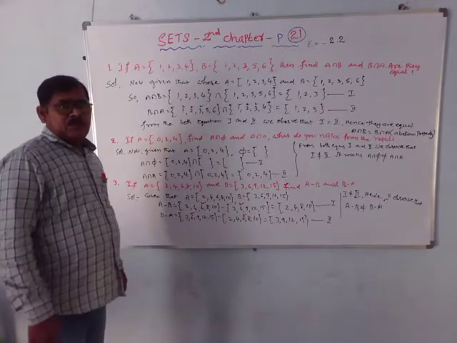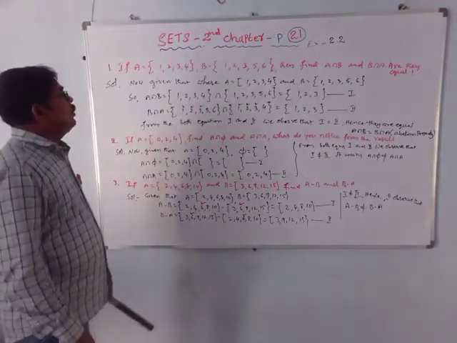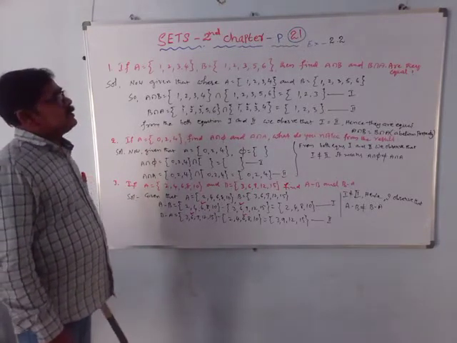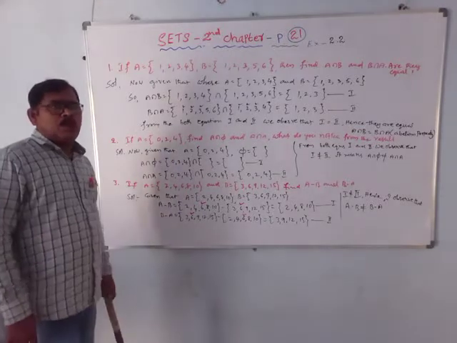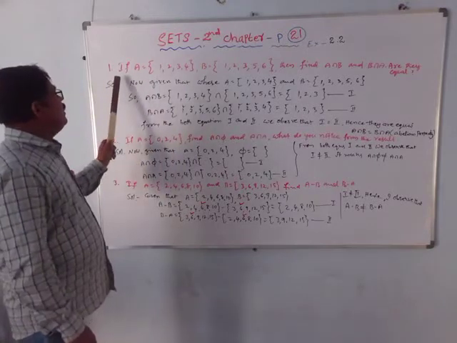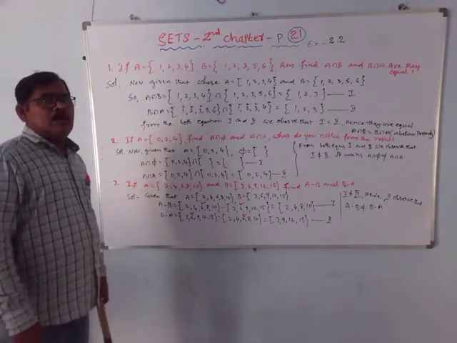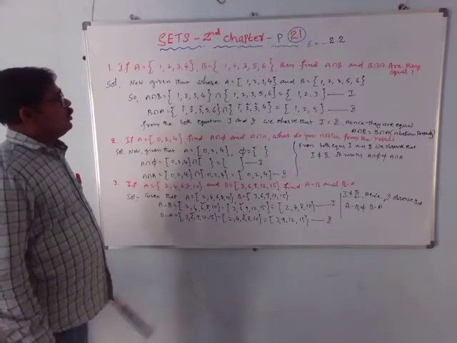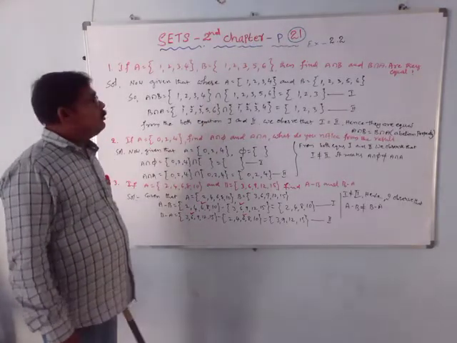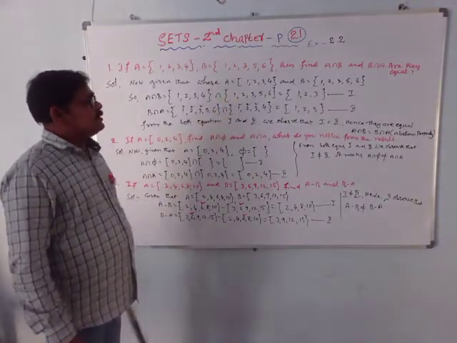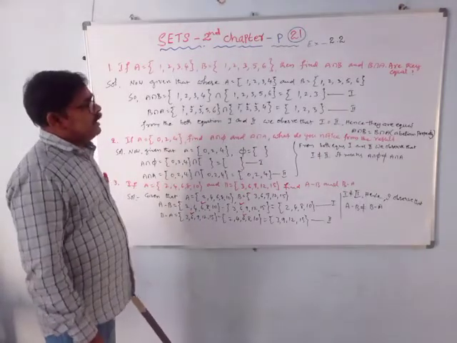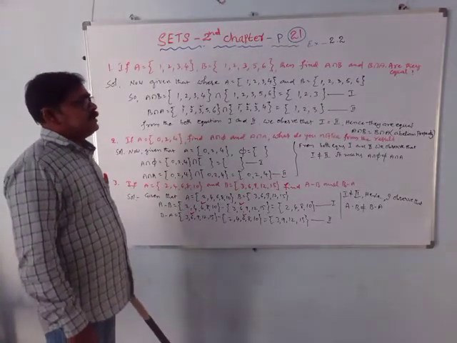In this 21st period, we shall have to solve some questions from exercise 2.2. The first question is given here: if A is equal to the set {1, 2, 3, 4} and B is equal to the set {1, 2, 3, 5, 6}. Here we are asked to find A intersection B and B intersection A.